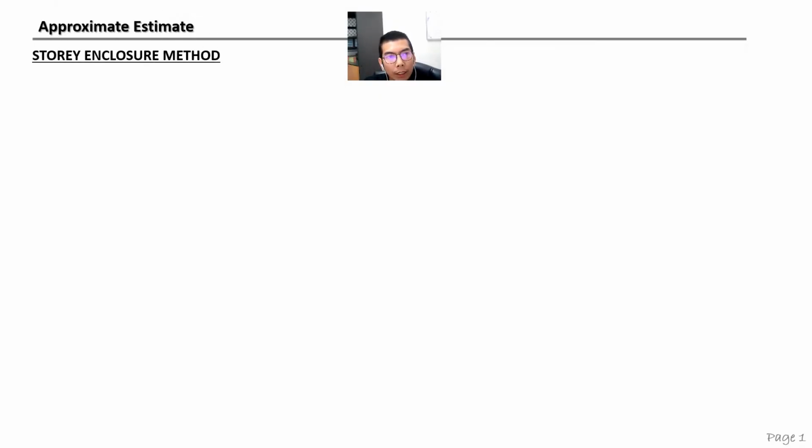Okay, next we are going to move on to the third method of approximate estimate, which is Storey enclosure. For the Storey enclosure method, it is more reliable compared to the previous two methods that we have discussed just now. It is more complete compared to the cubic method. It will make your cubic method more relevant and more reliable. So the Storey enclosure method is more detailed.